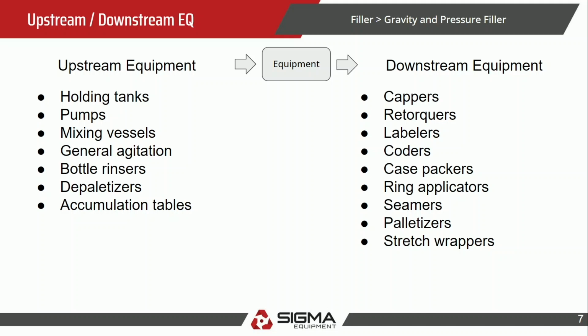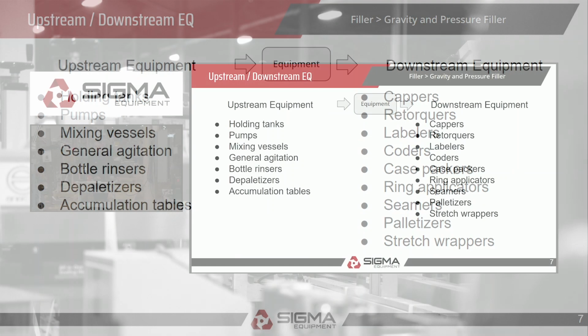Downstream equipment, you can look for things like cappers and retorquers, labelers, coders, more end of the line things like that, case packers, ring applicators, especially in the case of your 6-pack of plastic bottles, seamers if we're doing cans, palletizers, and of course, always stretch wrappers.